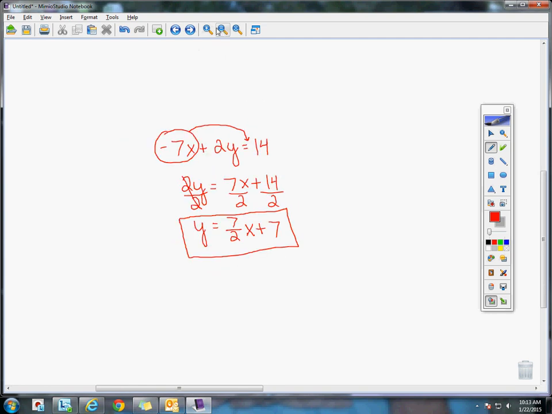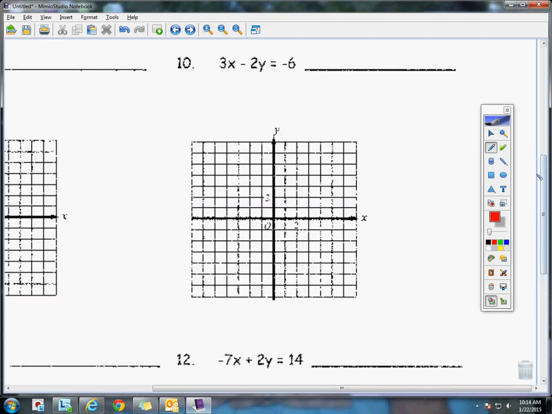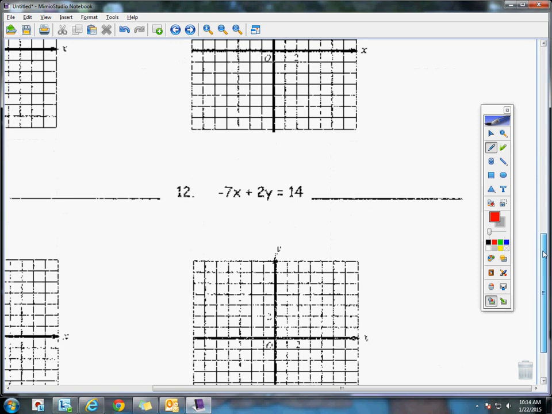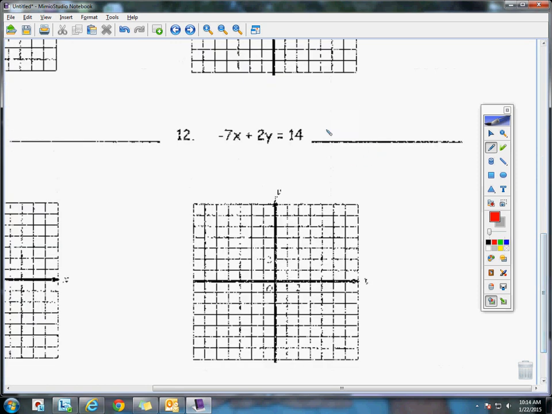So now for number 12 we have our final answer, which was y equals 7 over 2 x plus 7. So again, we have y equals mx plus b. So our slope is 7 over 2. And our y-intercept is 0, 7. Always start with your y-intercept. So I'm going to start here, go up 7. 1, 2, 3, 4, 5, 6, 7.